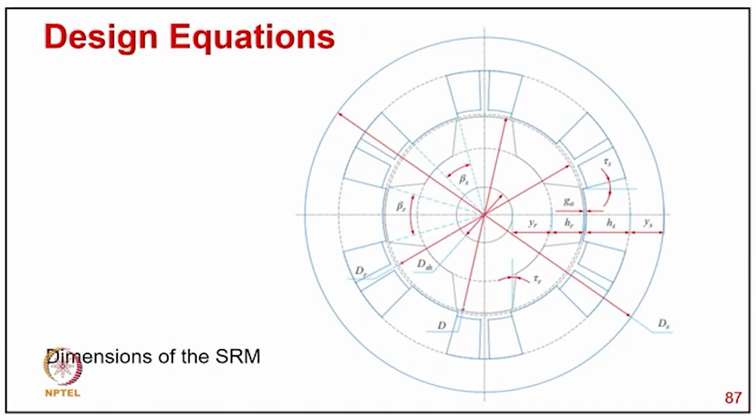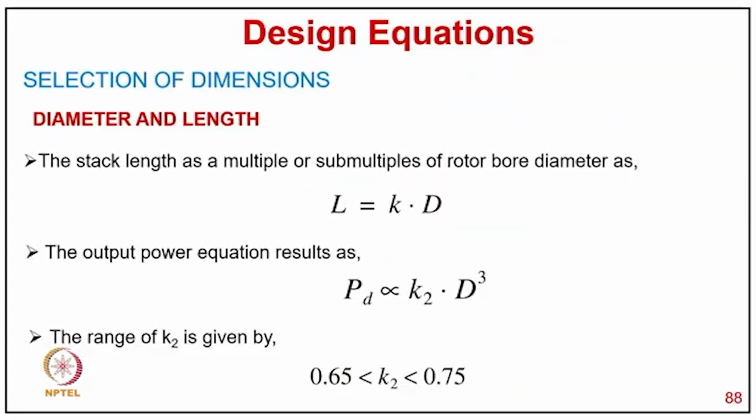Now this is coming to like a design equation. You can see all the dimensions here in terms of beta_S, beta_R, D_R, and D, tau_R, Y_R, H_R, G, tau_S, H_S, Y_S, and D_S. So these are the different dimensions which you see in this 6x4 three-phase machine.